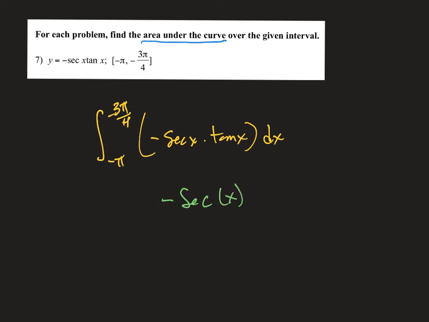Okay, and we're going to evaluate that from negative pi to negative 3 pi over 4. So we're going to plug in this one first and then this one. Now, unit circle wise, let's figure this out.